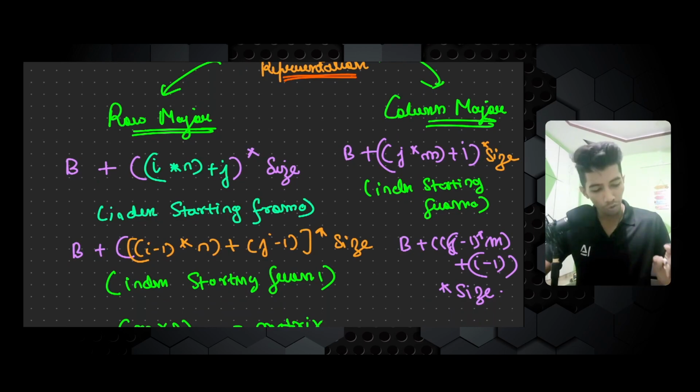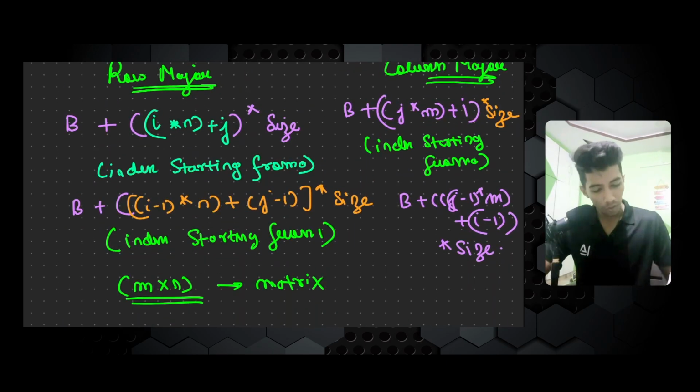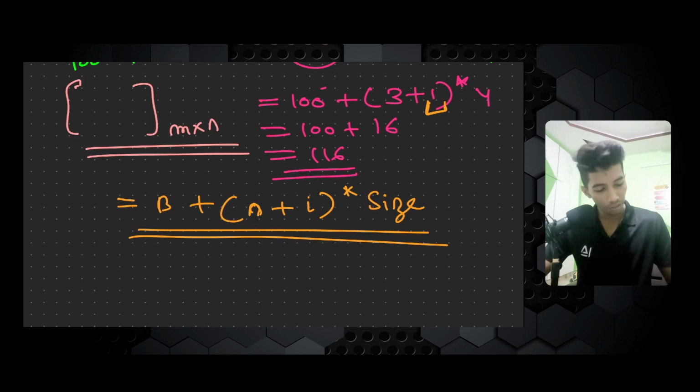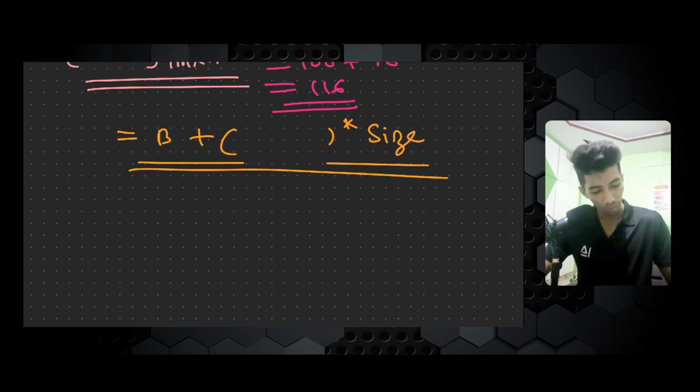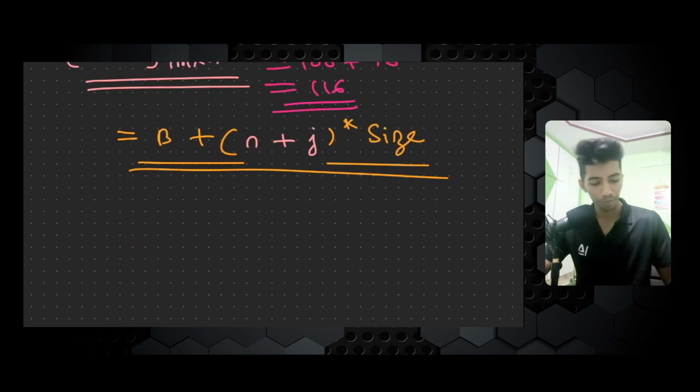Now let's see how this generalized formula looks. In the row major, we have written the base address. In our example, we have just taken I for that, but it will not be I, it will be J. Let me correct this thing, and this will be J. Now you will notice one thing: in the generalized formula, why have we multiplied by I over here?